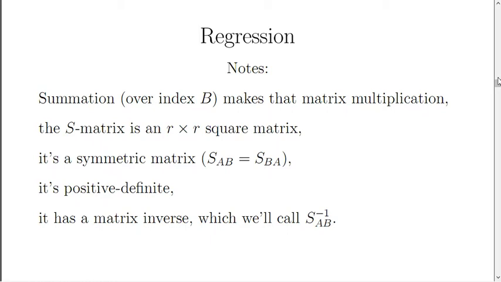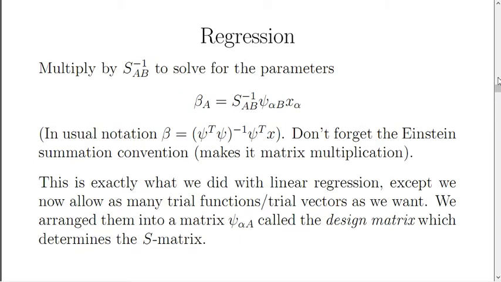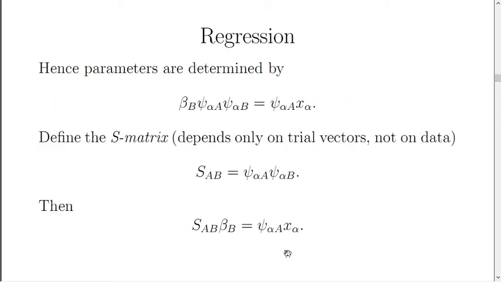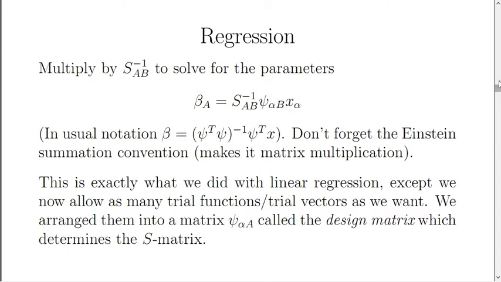And because it's a symmetric matrix and it's positive definite, it has a matrix inverse, which we'll just call S inverse sub AB. Now we're ready to solve. We had the equation which defines them. It's right here. I'm going to take this equation, multiply it by the inverse S matrix, and I'm going to get this equation. The parameters are equal to the inverse S matrix times the inner product of the trial vectors with the data value.